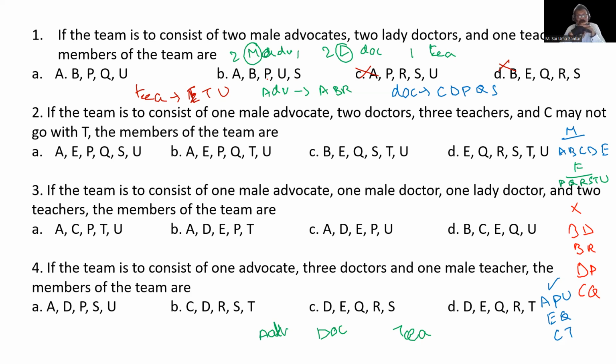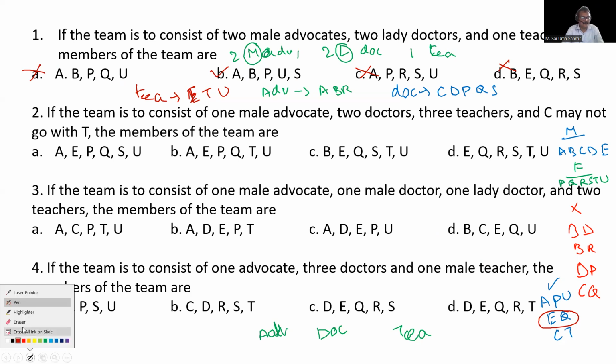DP, no. CQ, no. CTC is not there. If Q is there, E must be there. If you observe this one, if a Q is there, E must be there. So this is not at all correct. So what is the answer? Option B is the correct answer. Is it clear? So this is the condition puzzle. Now go to the next one.